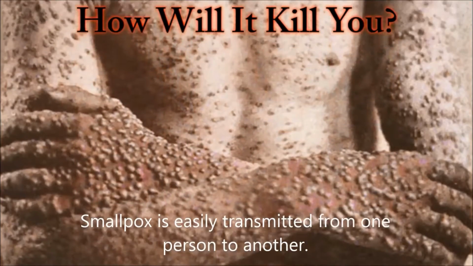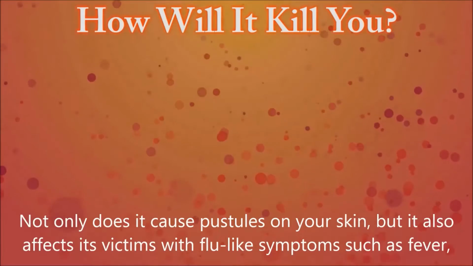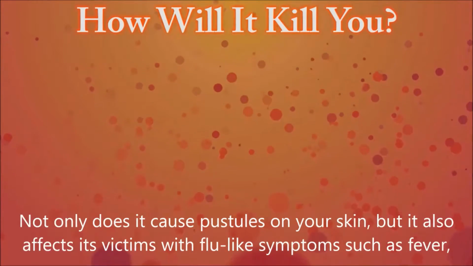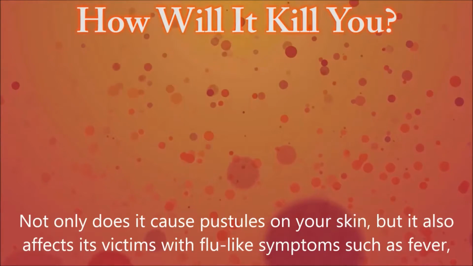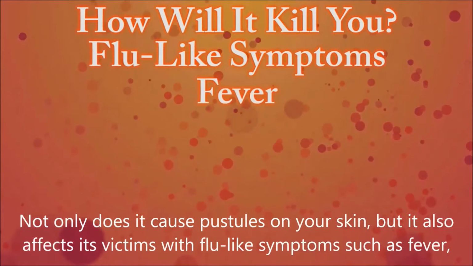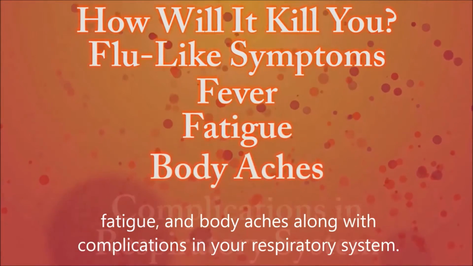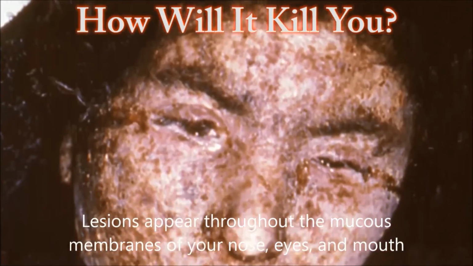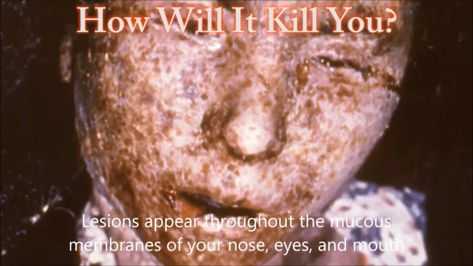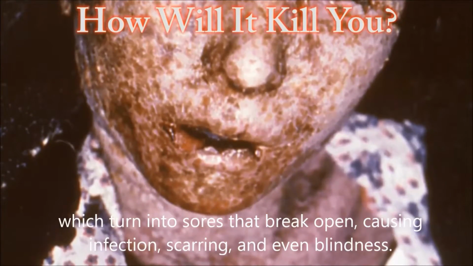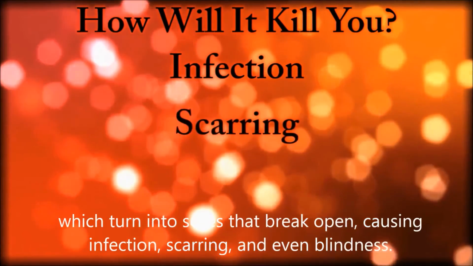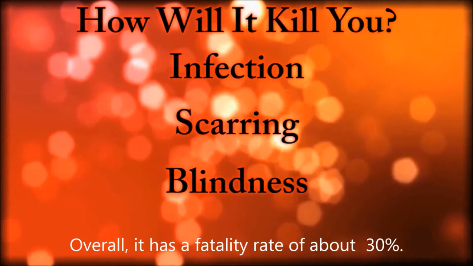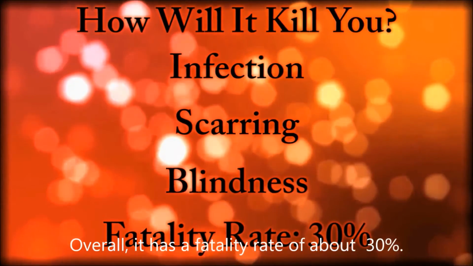Smallpox is easily transmitted from one person to another. Not only does it cause pustules on your skin, but it also affects its victims with flu-like symptoms such as fever, fatigue, and body aches, along with complications in your respiratory system. Lesions appear throughout the mucous membranes of your nose, eyes, and mouth, which turn into sores that break open, causing infection, scarring, and even blindness. Overall, it has a fatality rate of about 30%.